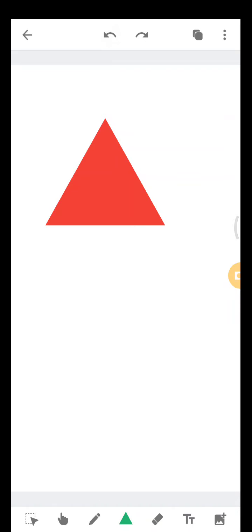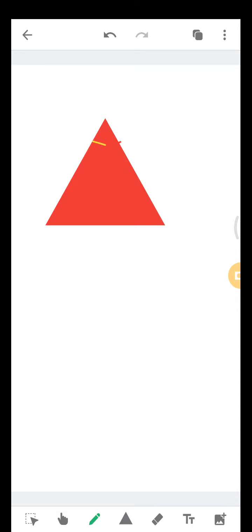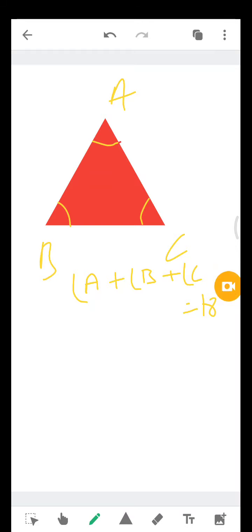we did a theorem which says the sum of the angles of a triangle is 180 degrees. Okay, this is a triangle ABC, and when you add all the angles of this triangle, what will be the sum of all the 3 angles of a triangle? It will be 180 degrees. I said this in the theorem.